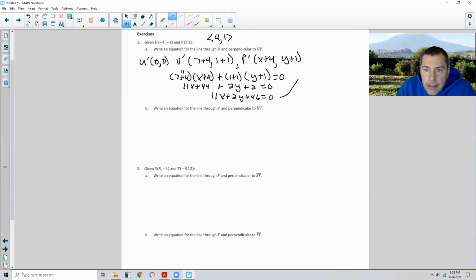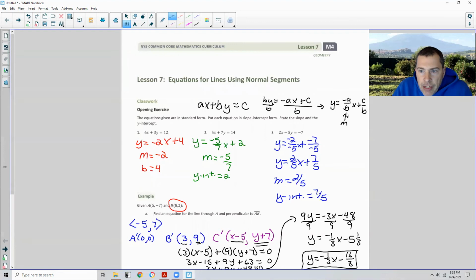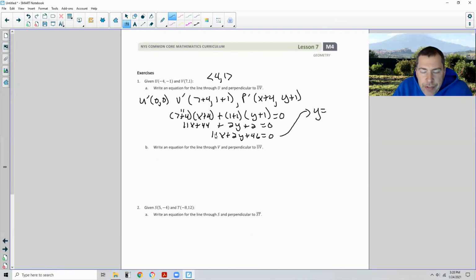And then put that in slope-intercept form by saying y equals, and if you don't remember, it's negative a over b x plus c over b. So negative a over b x plus c over b. Simplify. And we're done.